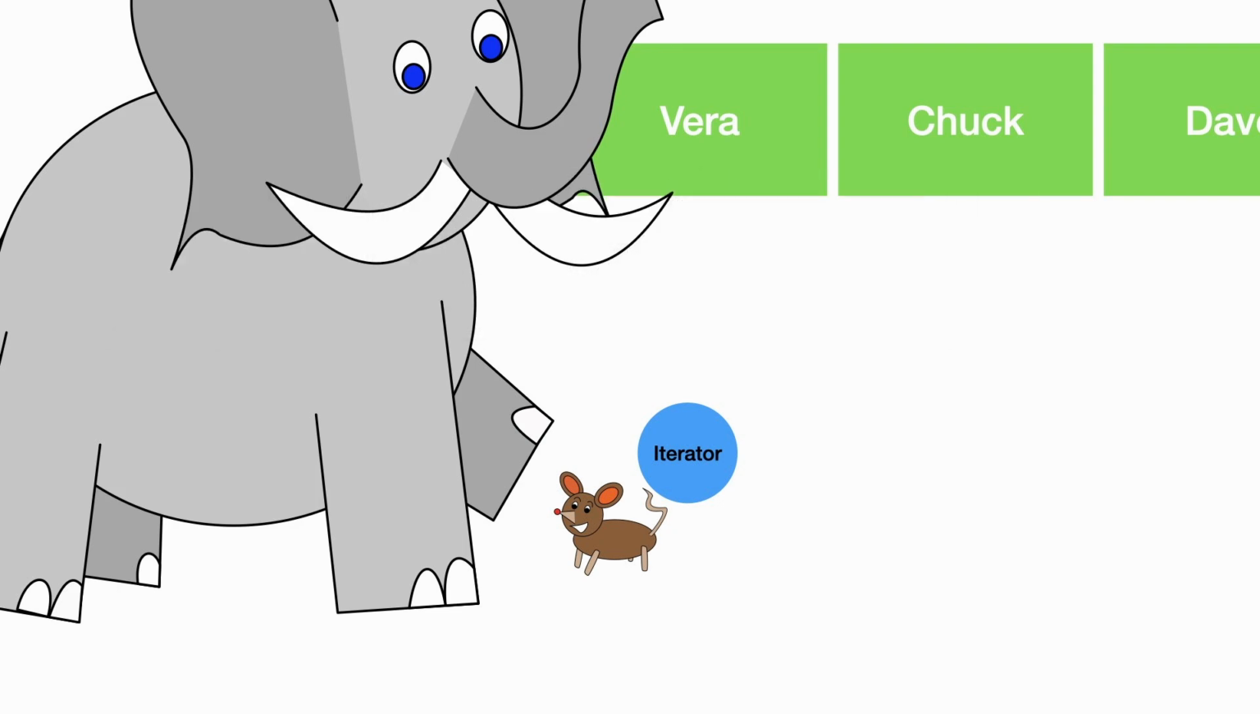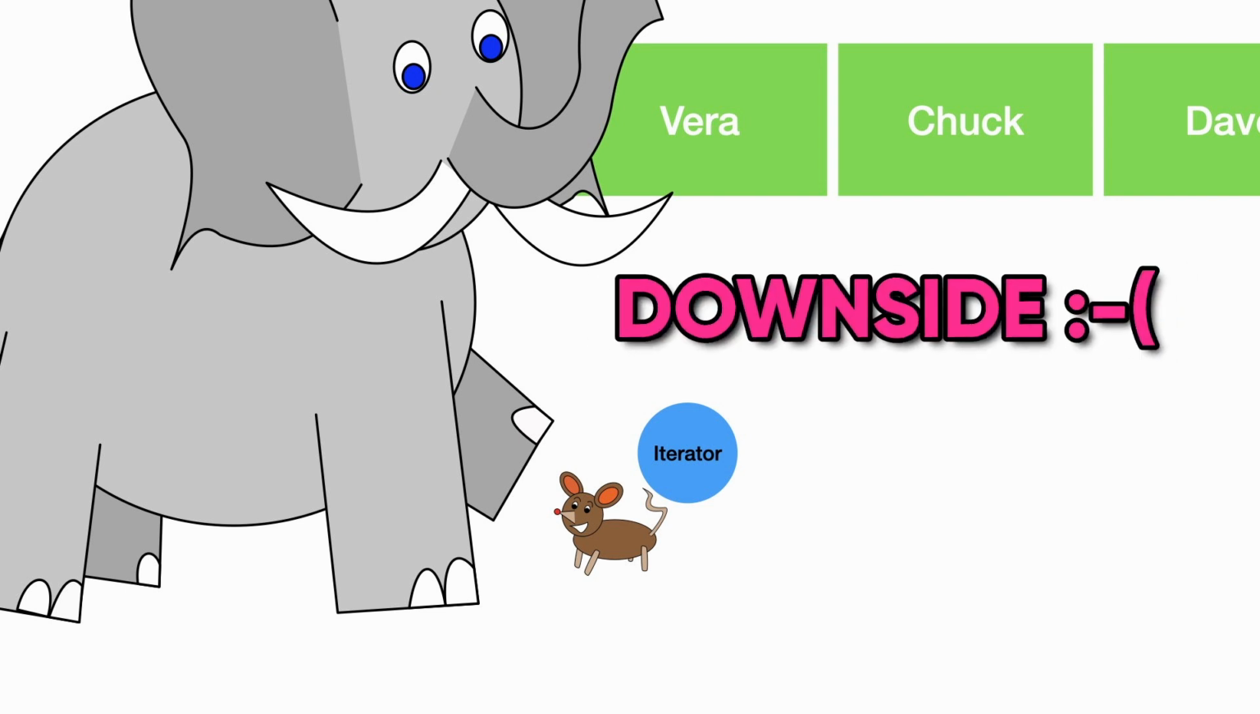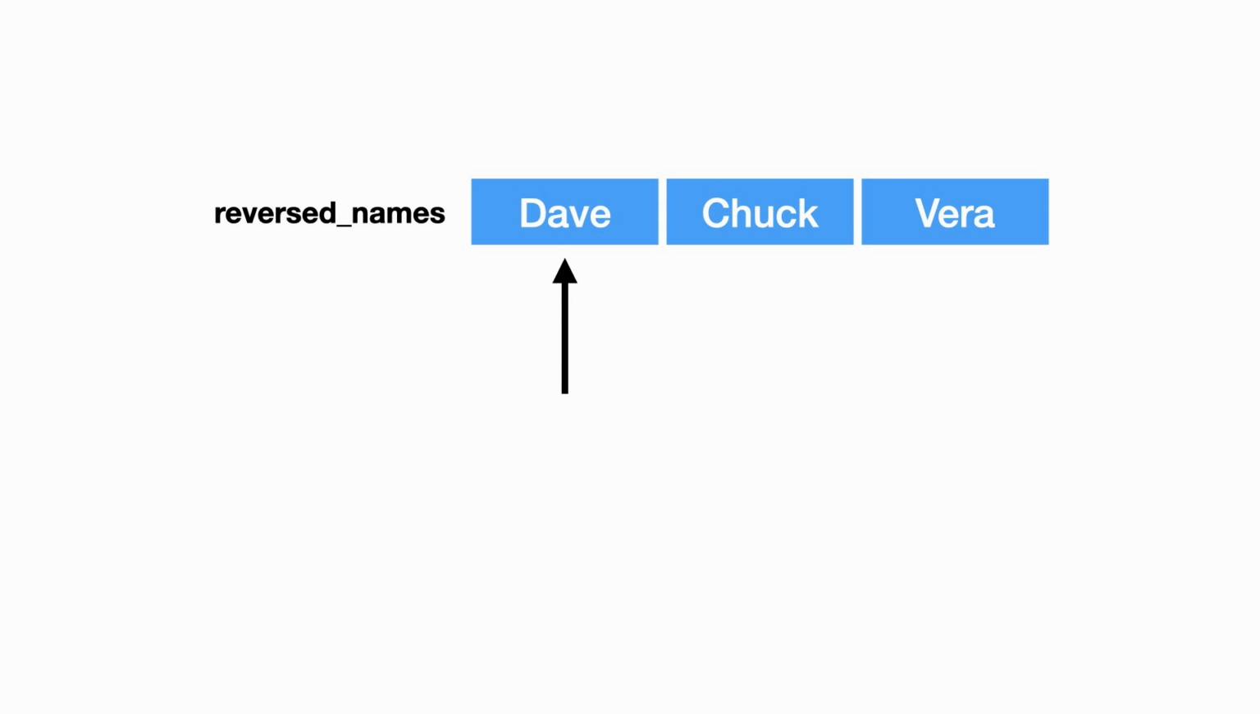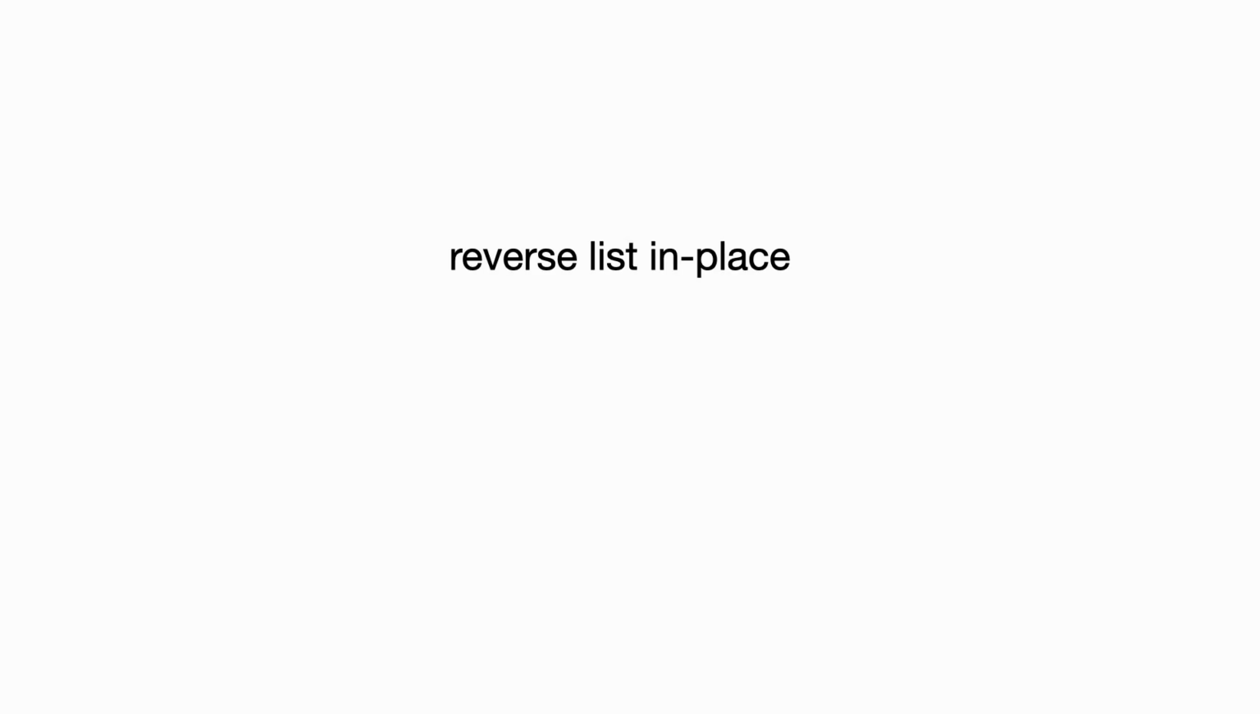So it saves memory, but there is a downside. Classic list functionality like len or subscription are not supported. So what if you need an element at a certain index from a reversed list? Well, here are two options: reverse the list in place or convert the iterator to a list.